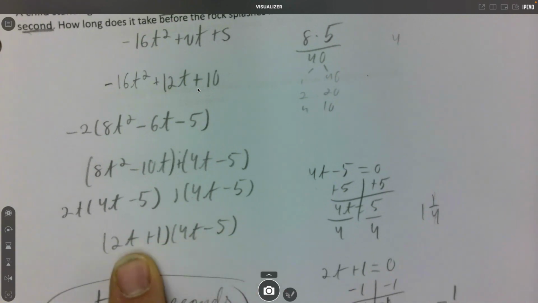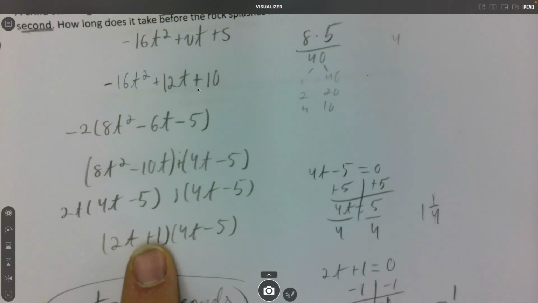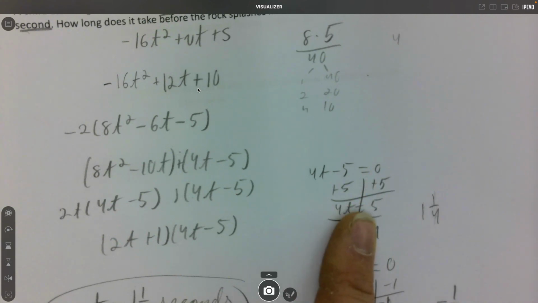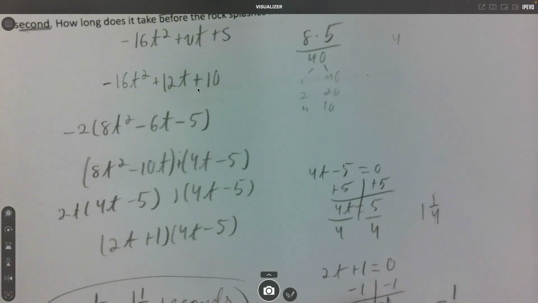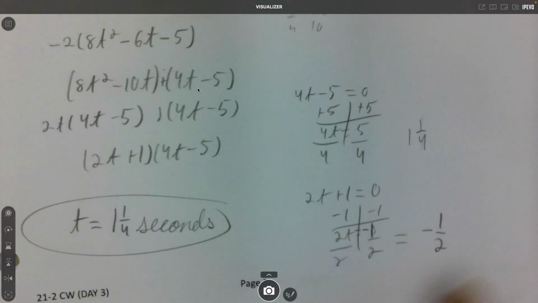Kieran, which one would I use to get a positive answer? 2t plus 1 or 4t minus 5? This one's going to have a minus 1 when you bring it over. So be careful when it says plus and you make it equal to 0. You're going to have to make it a negative to bring it over. So you're actually going to use this guy, 4t minus 5. It adds 5 to that side. 4t would equal 5, and they divided by 4. 5/4 or 1 1/4 should be your answer. 5/4 or 1 1/4 seconds is the time it takes.